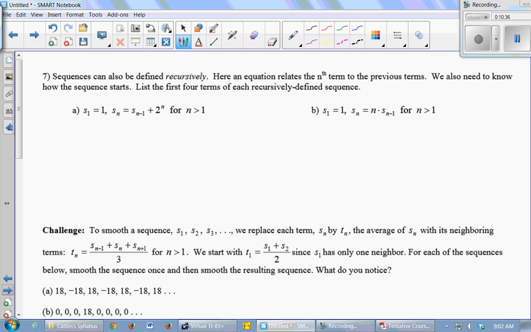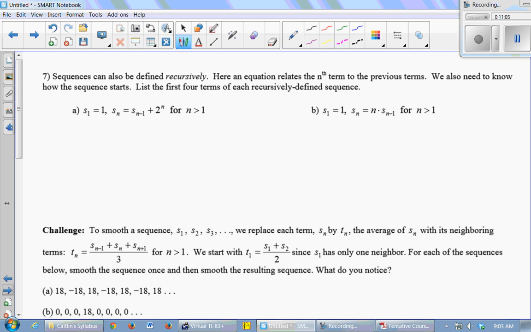So see, all the formulas we've been writing so far are called explicit formulas, and they're the kinds of formulas that you're used to working with from algebra courses and this course thus far. Right? But sequences can also be defined recursively. So here, an equation relates the nth term to the previous terms instead of just relating it to n. We relate it to the previous terms. So you also need to know how the sequence starts.